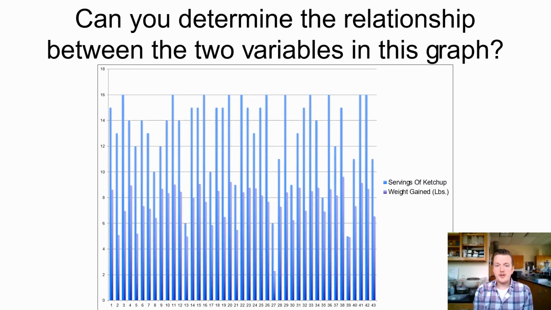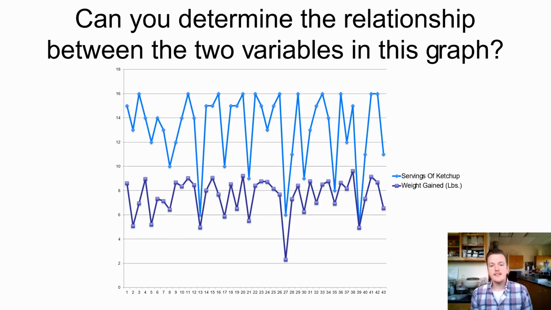Taking a look at a bar chart here, can you determine the relationship between the two variables in this graph? So the scientists gave different servings of ketchup, or measured the different servings of ketchup that people consumed, and then compared it to the weight gained. Looking at this chart, you can maybe see some ups and downs, but personally, I can't really tell what the relationship between the two measured variables was here.